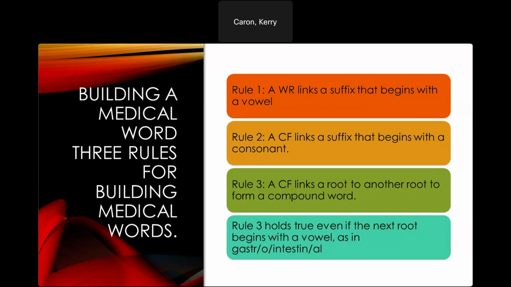Okay, in your textbook, there's some rules for building words. First of all, rule number one, if the word has a suffix that begins with a vowel, then you do not need an extra vowel. You can drop that combining vowel. Rule number two, if a suffix begins with a consonant, then you would need a combining vowel.